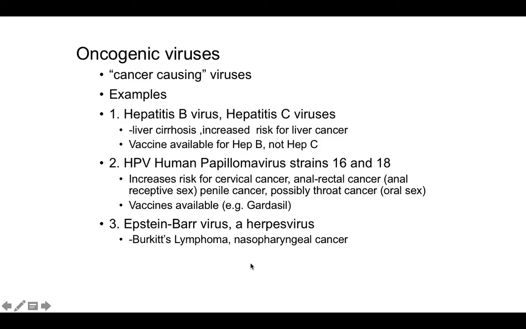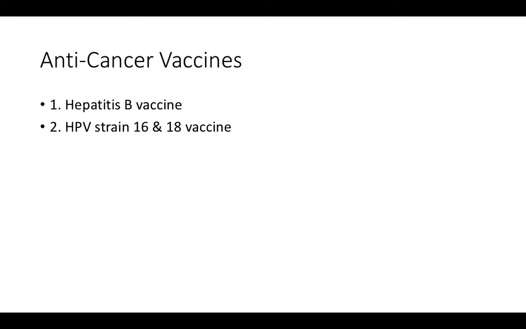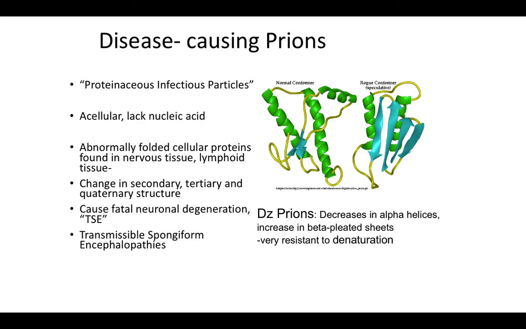I remember this virus is causing infectious mononucleosis, so it'd be great if we could get a vaccine against that one too. Okay, and these are the anti-cancer vaccines against oncogenic viruses. And then, folks, let me see if I can blast through the prions really quick, and then we'll finish this audio, and then I'll do one more on medical microbiology, and then that will do it for the review.